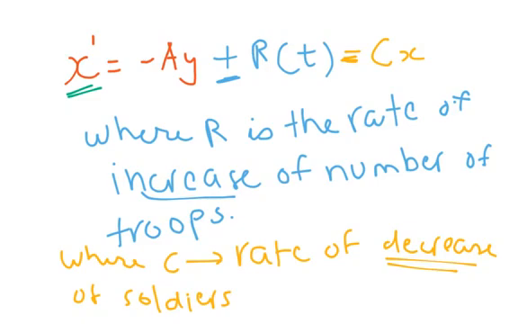And we can also have x, y and z armies, 3 armies in the equation.